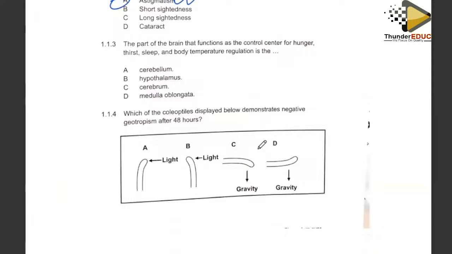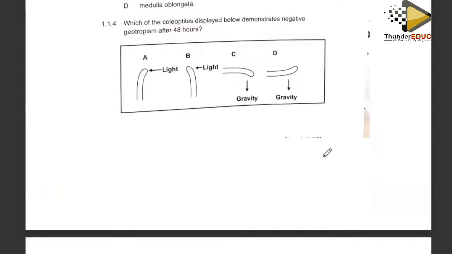We are saying that the part of the brain that functions as the control center for hunger, thirst, sleep, and body temperature regulation is, remember we said that body temperature, thirst, hunger, sleep, emotions, all are controlled by one part of the brain called the hypothalamus. There's not too much discussion about it here, but if you studied the brain, you have to know the function of the hypothalamus. We go to the next question, 1.1.4.